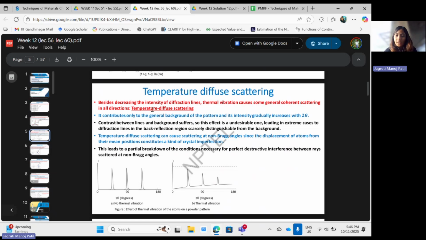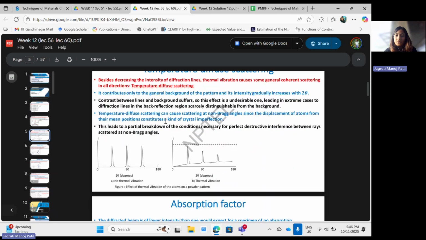So besides decreasing the intensity, the vibrations will also have some general coherent scattering in all directions, and that is referred to as temperature diffuse scattering. If you contribute only to the general background of the pattern, the intensity will gradually increase as your angle increases, but the intensity will decrease once your melting point is reached, and hence your full width half maximum will increase at that point.